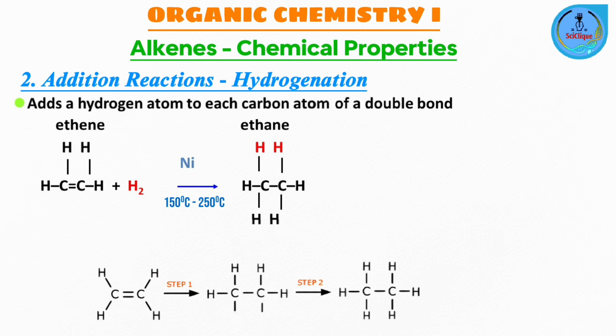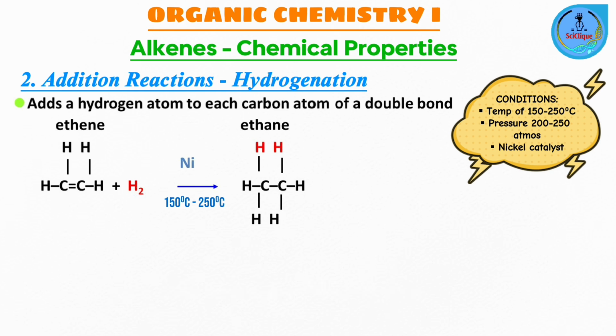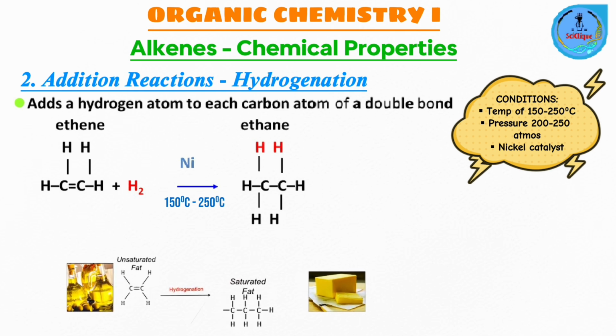Now, this particular reaction, hydrogenation, has the following three conditions. Number one, high temperatures, specifically between 150 to 250 degrees Celsius. Next, high pressures of between 200 to 250 atmospheres. And lastly, a catalyst. Now, there are actually two catalysts that can be used. You can use either nickel catalyst or palladium catalyst. Either is okay.